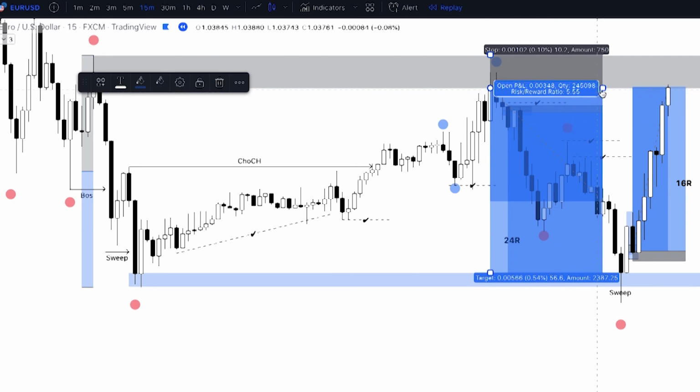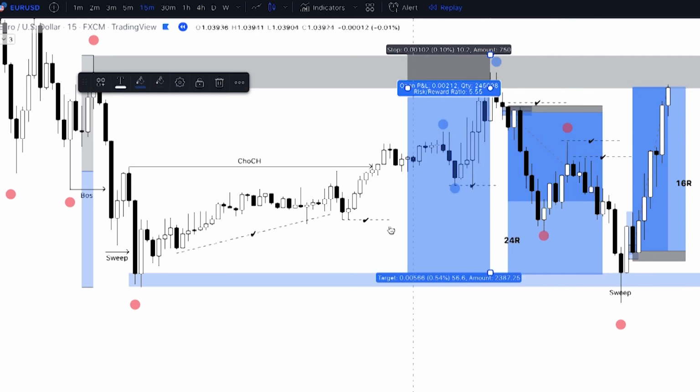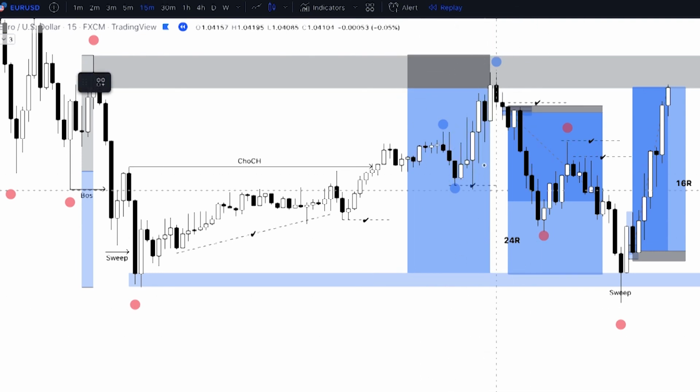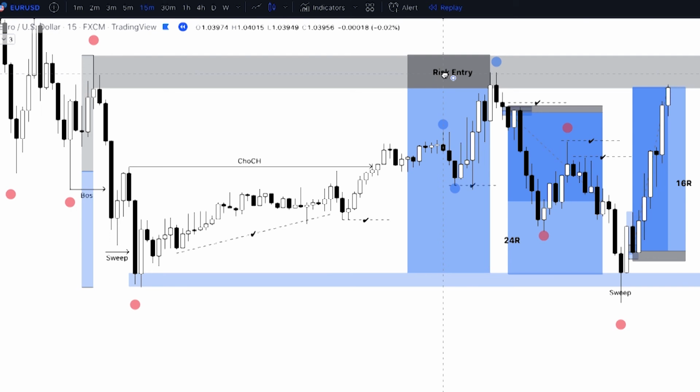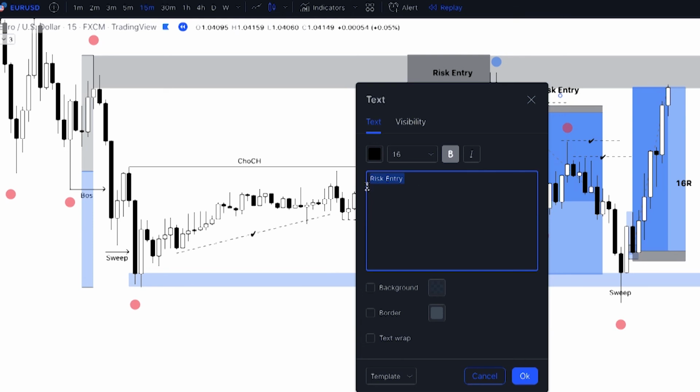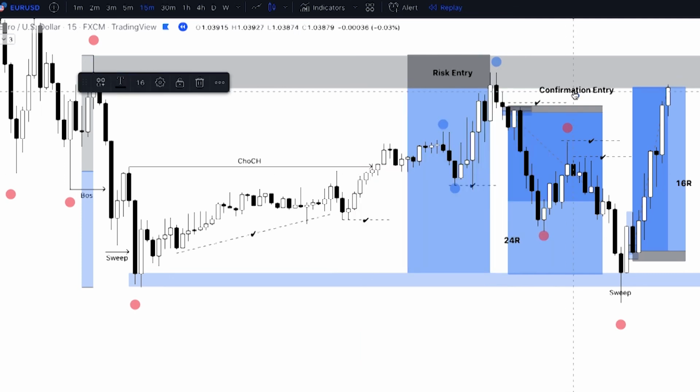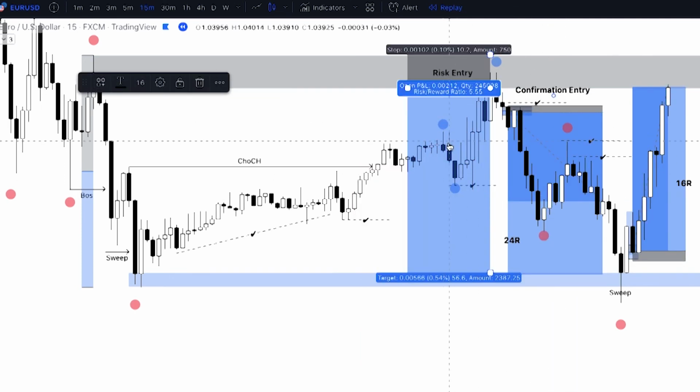So this is the beauty of smart money concept. This is the beauty of confirmation. Actually, this is the difference between a risk entry. This is a risk entry, and this is a confirmation entry. This is a confirmation. See the difference.